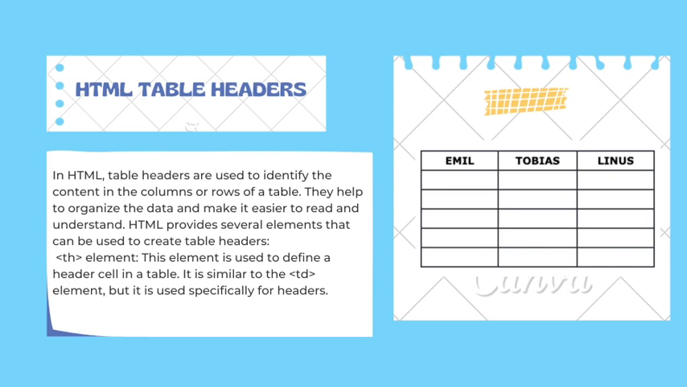Now let us see HTML table headers. In HTML, table headers are used to identify the contents in the columns or rows of a table. They help to organize the data and make it easier to read and understand. HTML provides several elements that can be used to create table headers. The th element is used to define a header cell in a table. It is similar to the td element, but it is used specifically for headers. Here is an example for HTML table headers.